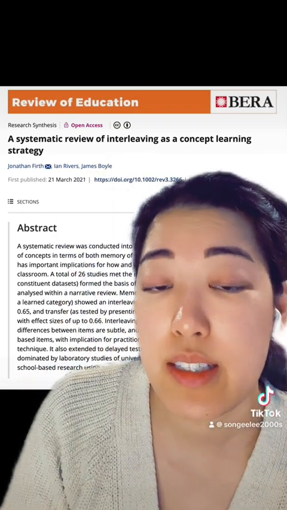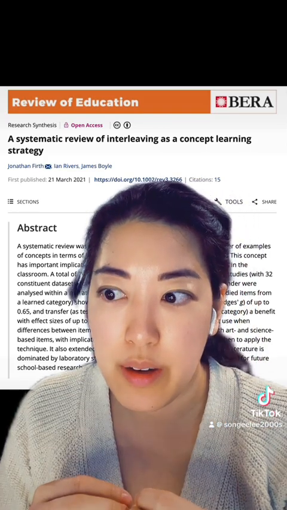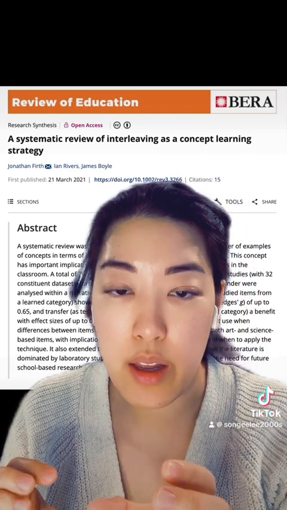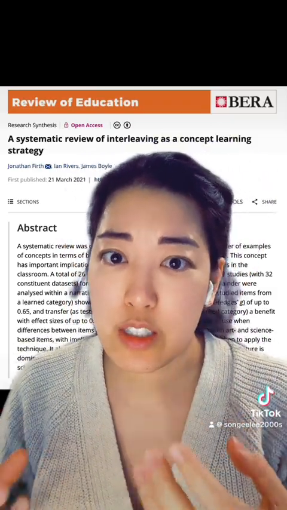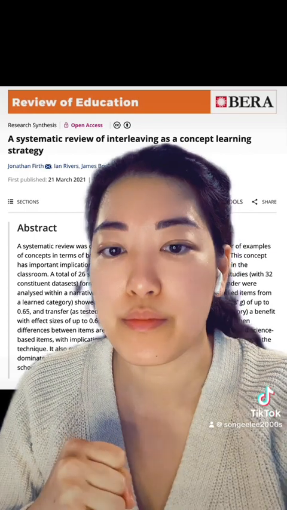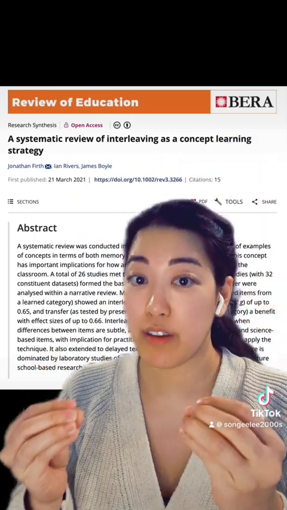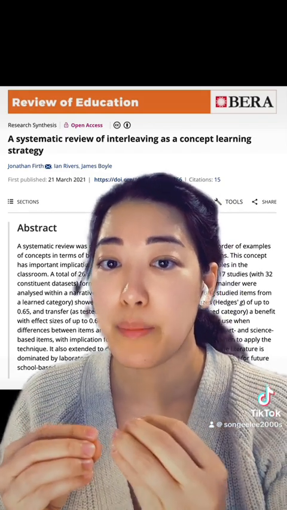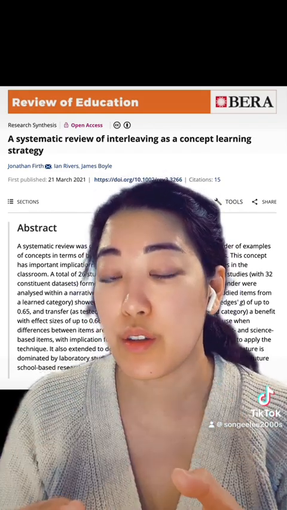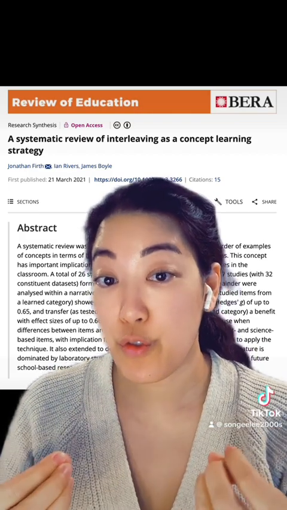So interleaving is a type of learning strategy where the teacher is able to actually manipulate the way the topic is presented and the concepts presented to allow the students to better absorb this information. So you would interleave multiple concepts within a topic and present it to the students in a randomized fashion to improve their learning.